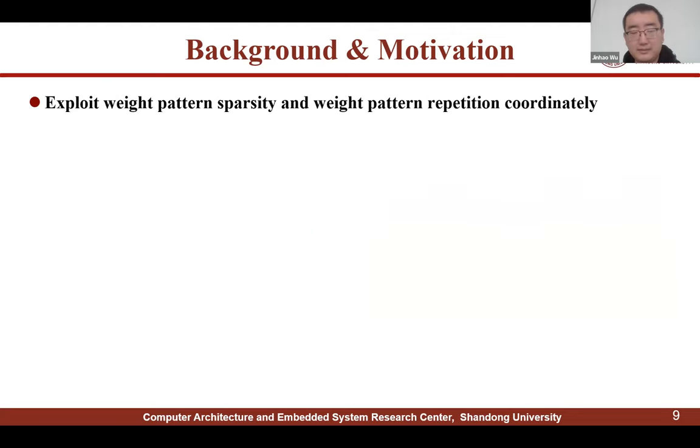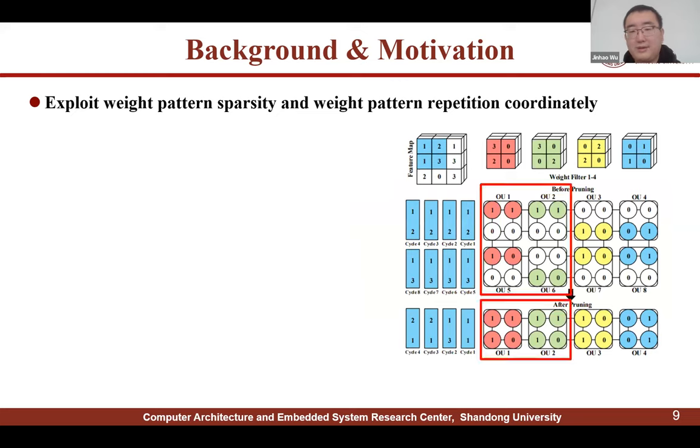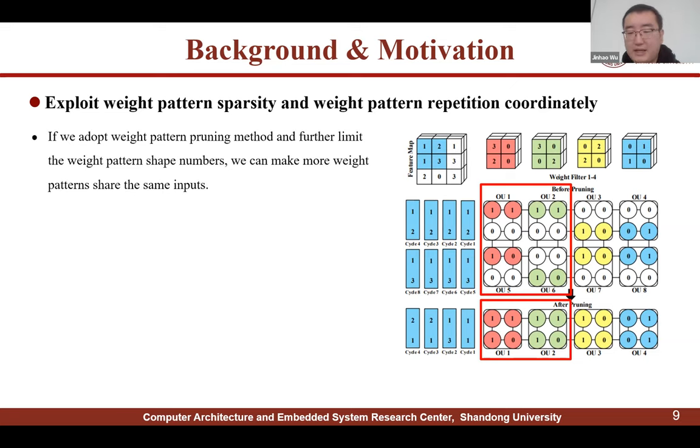Then I will introduce my motivation. If we exploit weight pattern sparsity and weight pattern repetition coordinately, there still exist some problems. For example, if we apply the OU row compression and use the weight pattern reusing method at the same time, we may not correctly reuse the computation results because, after the pruning process, the input voltage signals of OU1 and OU2 are different, which means the computation results of OU1 and OU2 are different, and we can't reuse the computation result of OU1.